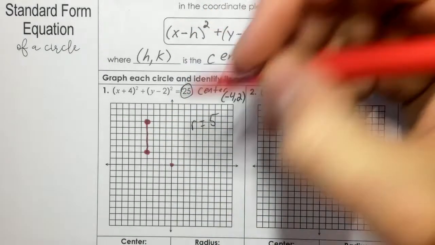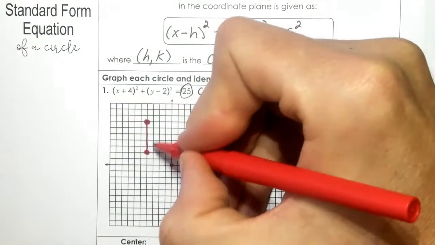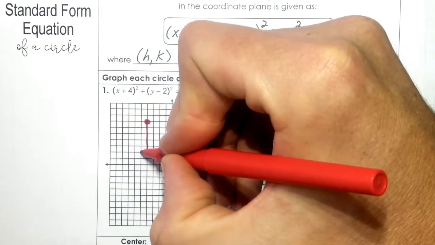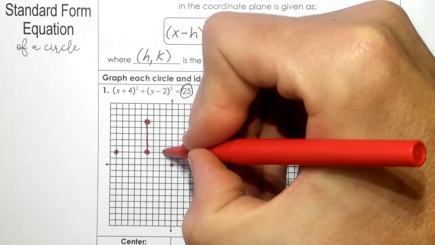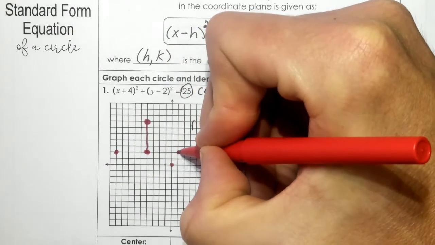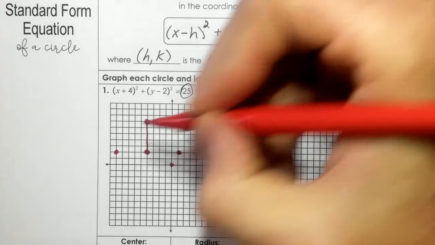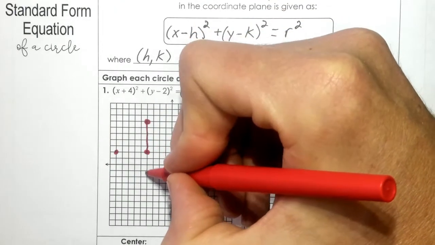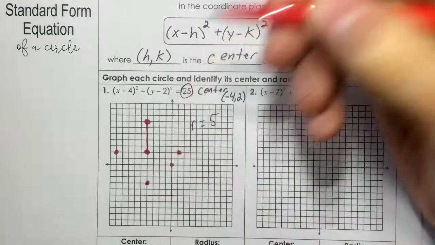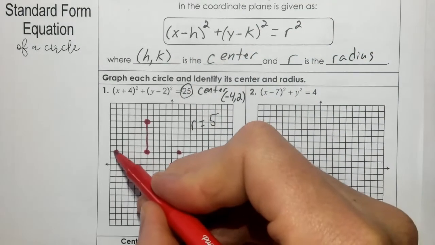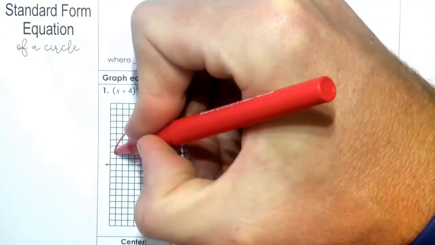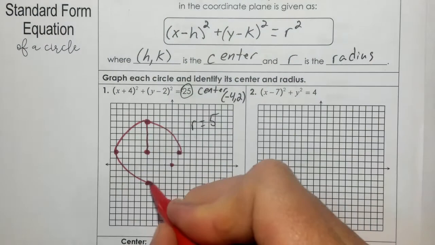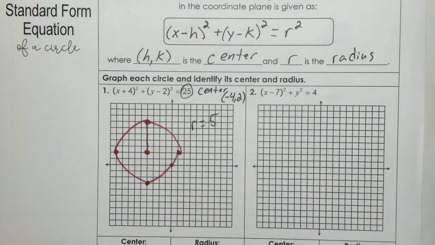Okay, and like I said, I can do that in any direction, and it may be helpful to do that if we count over 1, 2, 3, 4, 5. 1, 2, 3, 4, 5, and then down 1, 2, 3, 4, 5. Now I'm not using a compass, so this is going to be bad. Okay, but I'm just going to use those points to sketch my circle. It's going to look something like this. Okay, so we have the sketch of our circle.